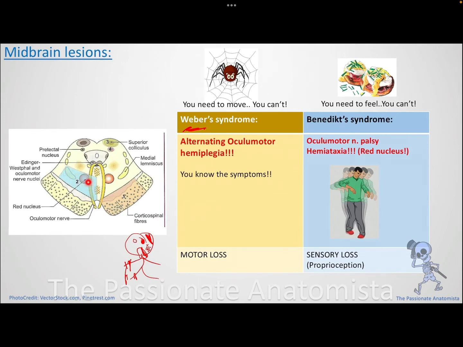Okay, so Benedict is basically here. That is going to affect your oculomotor also. It's going to affect your red nucleus. You'll have a sensory loss because of the medial lemniscus, a proprioceptive sensation. So it's all about your feeling when you see the delicious Eggs Benedict that I like. Okay? So this is how you can remember the midbrain lesions in your exam, by the names of the scientists.